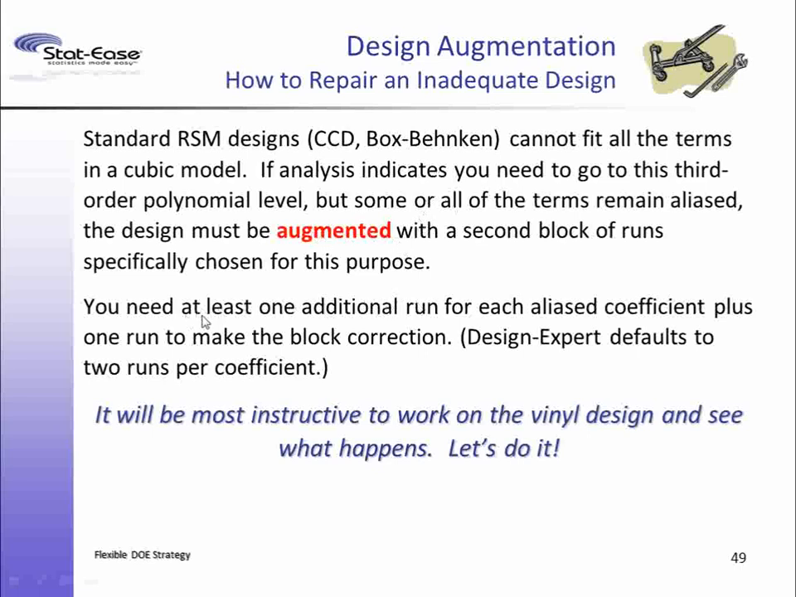We need to run at least one additional run for each aliased coefficient, plus an extra run to make that block correction. If you remember, Design Expert is going to put the new runs in a second block, and so you need to account for that block also. Now, Design Expert is going to default to 2 runs per coefficient. You can modify that if it ends up giving you way too many runs, but that is the default, and it works well in a situation like this where we only have a few runs.